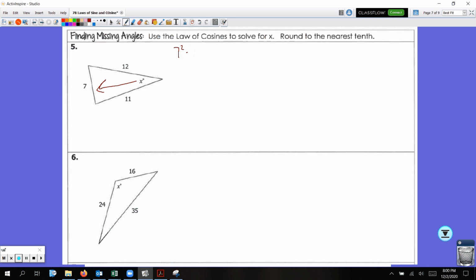So 7 squared is equal to 12 squared plus 11 squared minus 2 times 12 times 11 times cosine of x, okay? What we need to do is peel this banana, right? We're going to basically separate the equation right here.